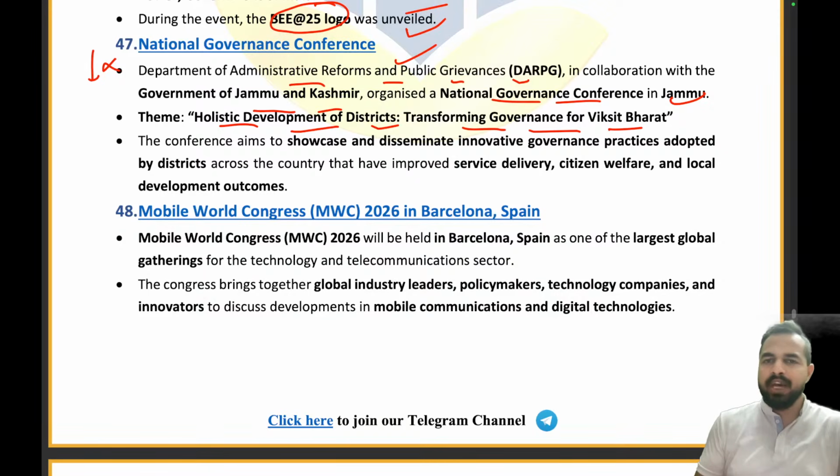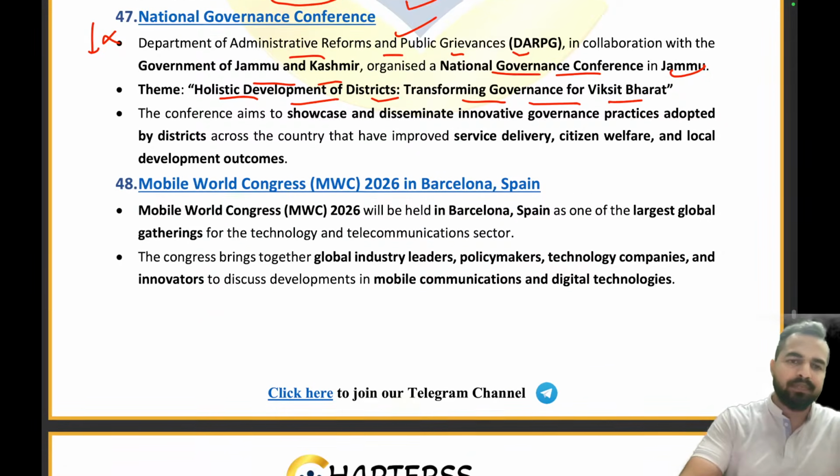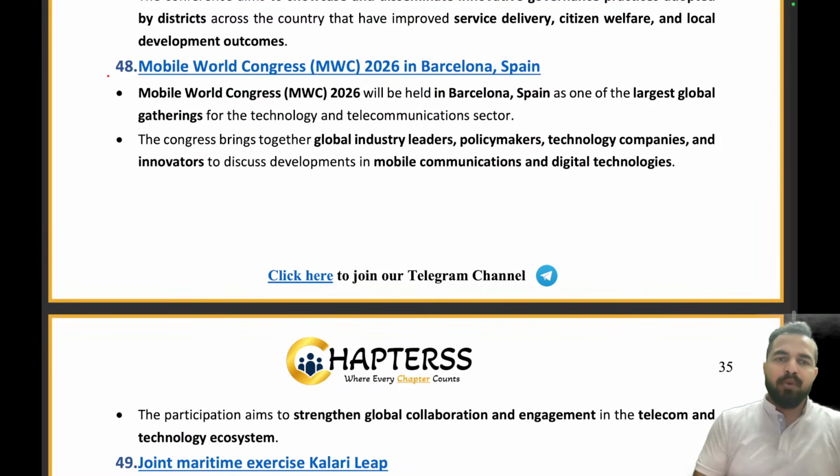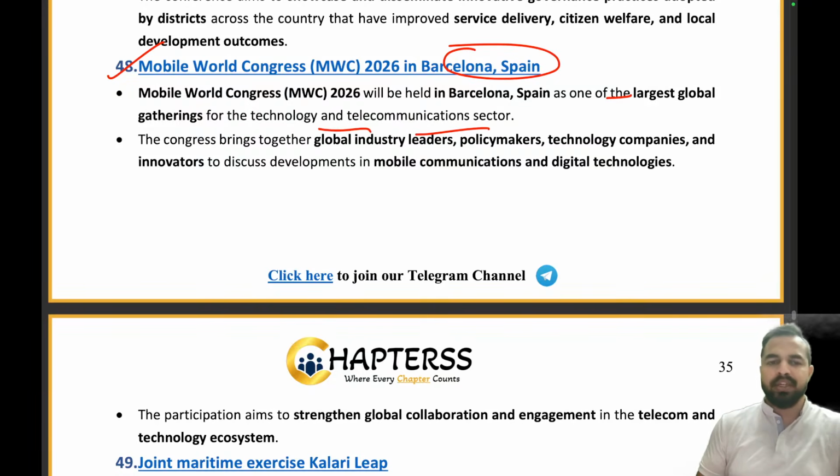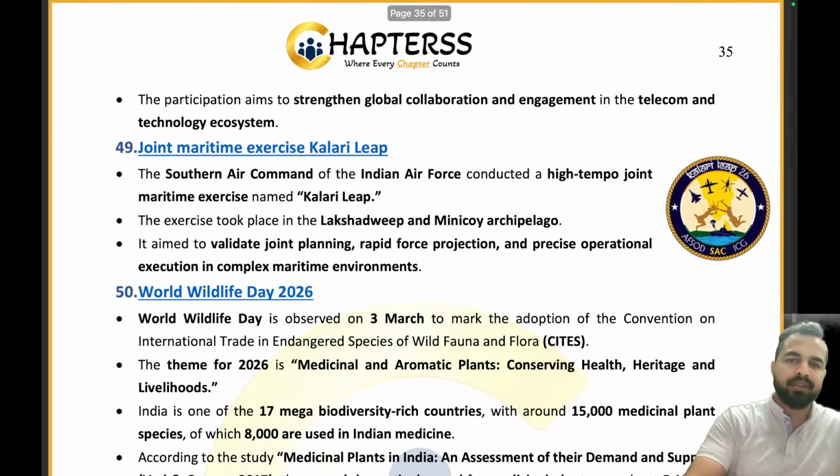Clear? So DARPG, in collaboration with the government of Jammu and Kashmir, has organized the National Governance Conference with the theme Holistic Development of Districts, Transforming Governance for Viksit Bharat. Next article, Mobile World Congress was held in Barcelona, Spain, one of the largest global gatherings for the technology and telecommunications sector. So basically, what is the name of the place where this Congress was held? Barcelona, Spain, that is the right answer.